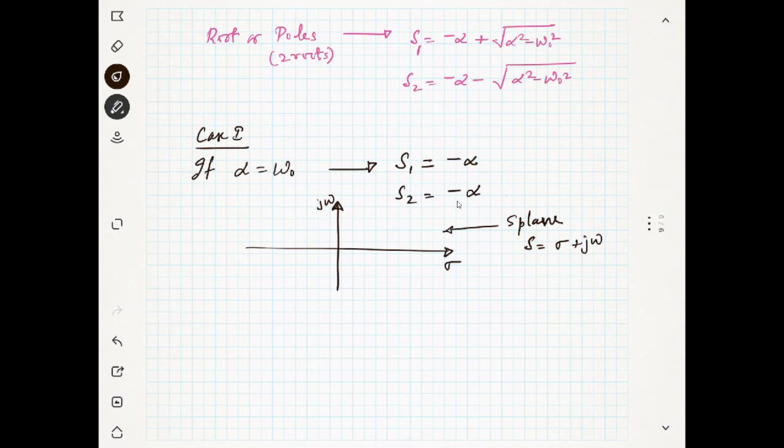Now both roots are at which position? At minus alpha. Positive side or negative side? Left side is positive sigma and the right side is negative sigma. Which side? Please tell me. Negative. Left side, negative. And we will say these are two poles, and the two poles: are they real numbers or complex numbers? Alpha is real.